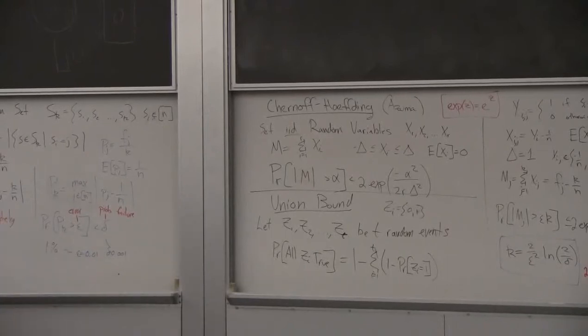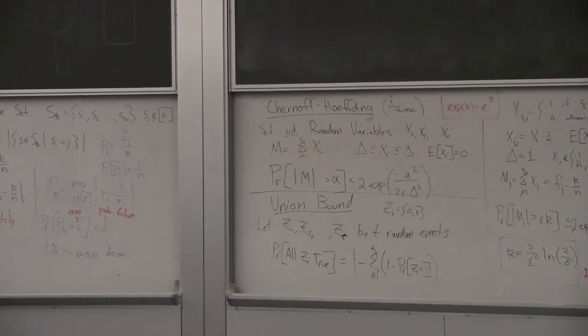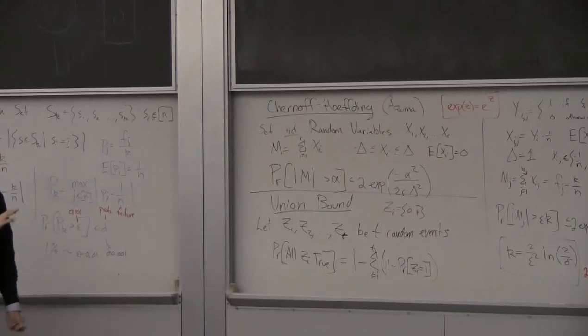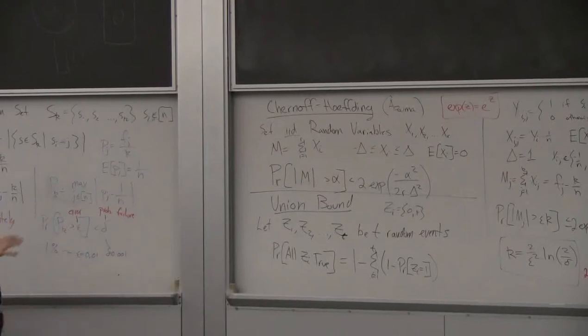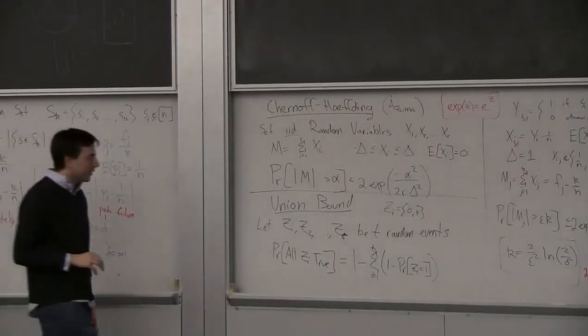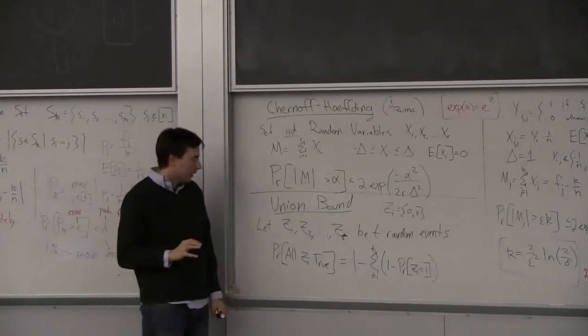So this is, I'll show how to apply this in a second. This is on the bottom of the notes here. This is not hard to see is true either. It seems like it's a pretty sloppy bound actually, if you think about it. You're trying to say the probability that all of these are true.